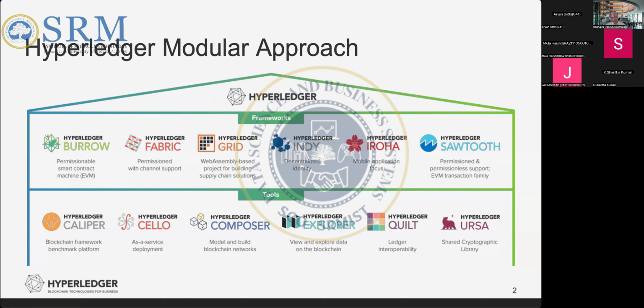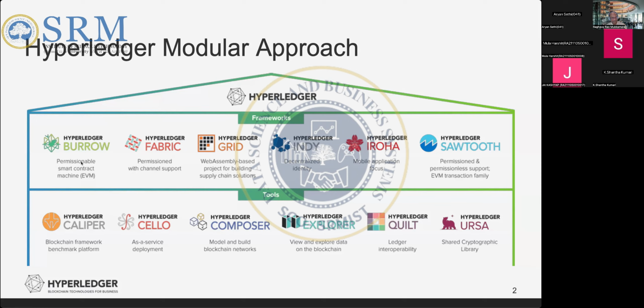So that's why you have several different components. For example, Hyperledger Fabric is the main central framework people use, or you can say it is one of the most used frameworks in the Hyperledger ecosystem. It is mainly meant for permissioned blockchains. It is a permissioned blockchain with channel support. We'll discuss what a channel is and things like that a bit later.